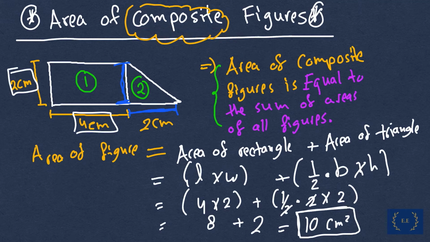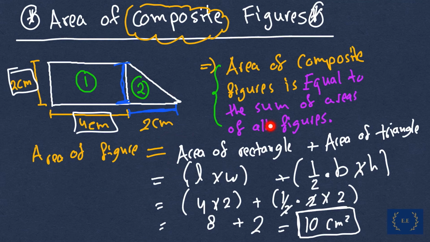And to summarize what we have done, the composite figure means a shape that has multiple shapes in it, and we're trying to find the area of the shape by combining all of the areas of the shapes in it. So in front of us here we had an example, and we broke down this figure to two different figures. Figure number 1, which is a rectangle, figure number 2, which is a triangle. And we applied the rule. The area of this figure equals to the area of the rectangle plus the area of the triangle.